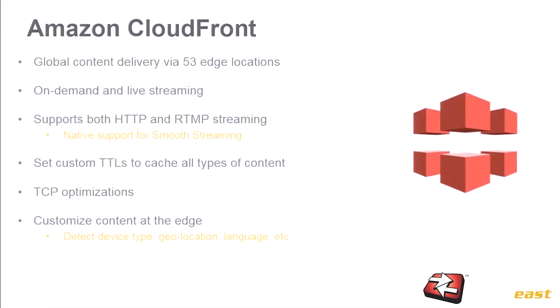First is CloudFront. CloudFront is a global content delivery service. We have 53 edge locations across 37 cities. So it's a global CDN that supports both on-demand and live streaming use cases. HTTP as well as RTMP streaming, and also there's native support for smooth streaming, so you don't need to run any media servers. You can simply upload your file into Amazon S3, and CloudFront will make sure to deliver it to smooth streaming clients. You can also set different TTLs, or time to lives, so how long you want your manifest file in the case of HLS, and also your fragments to be cached.